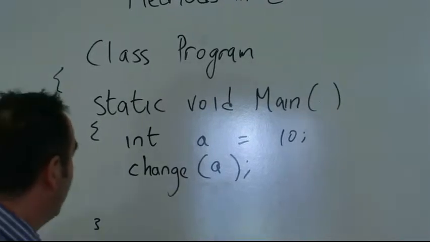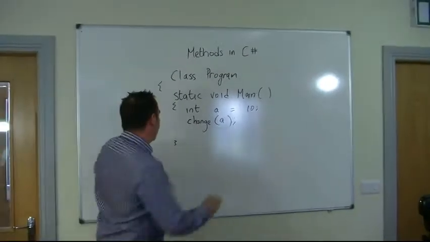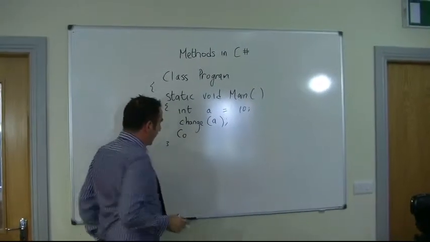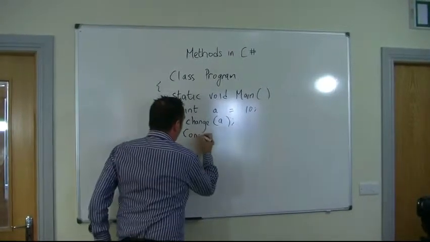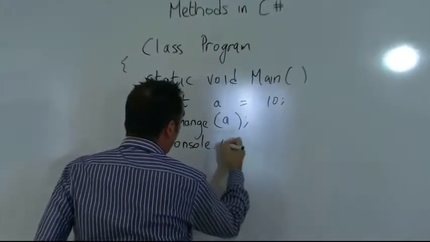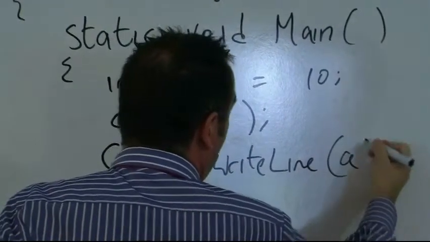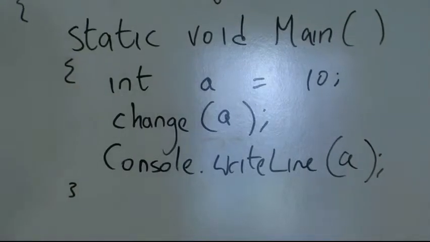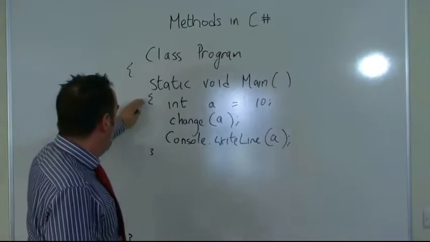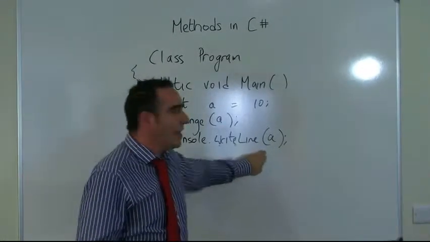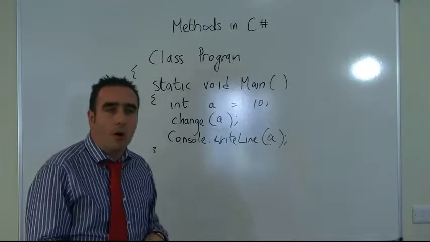So now that we've done that, it's going to jump down into our change method. We haven't written that yet, and after we come back, I want to output the value of A. So I'm just going to do the Console.WriteLine(a). That's our main method written now. This is the start of our program and this is the end, so it's going to finish with writing out the value of A. Let's push on now and write our change method.